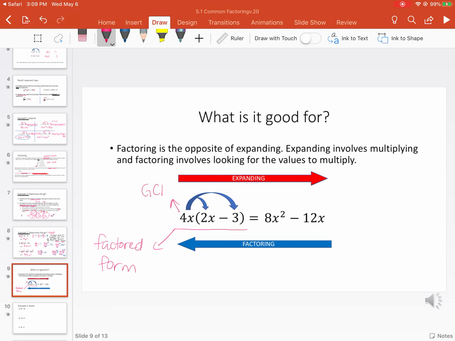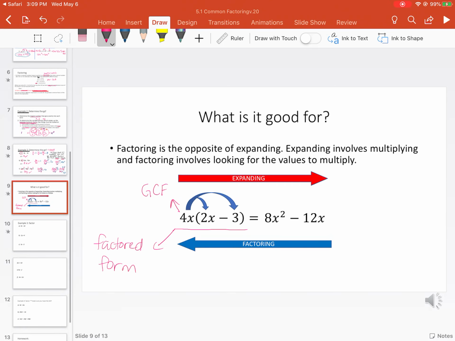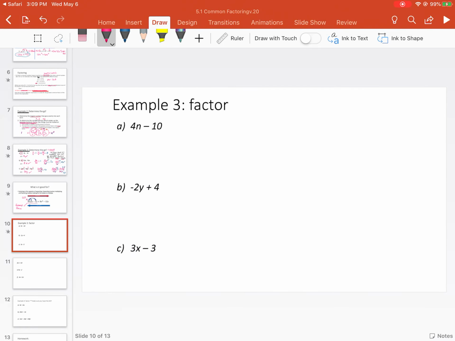Again, as we get more complicated, we have to find the greatest common factor, but we also have to be able to write it in factored form. So when you do simple binomials like this, when there's only 2 terms, then factored form is pretty straightforward. But like I said, we are going to get a little bit more complicated, of course.